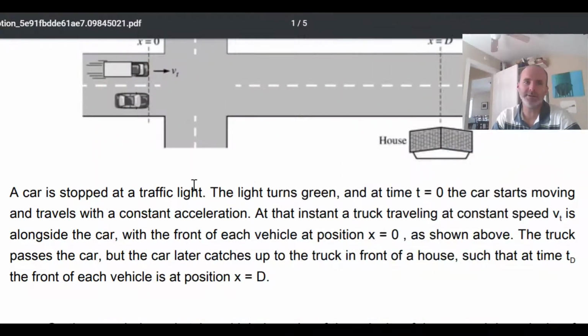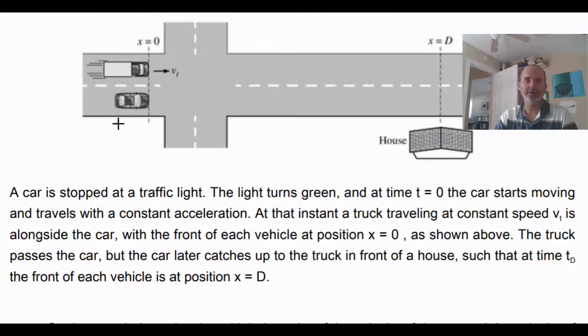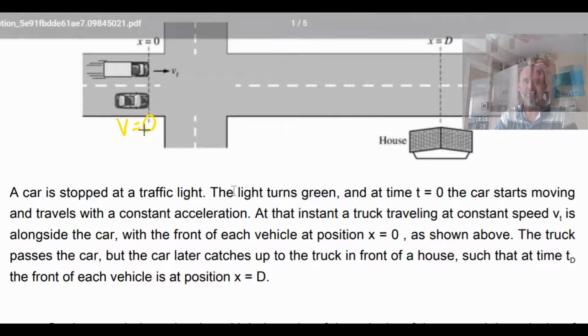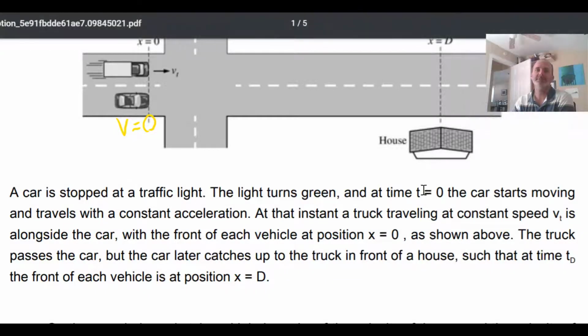All right, so here is the problem. We got a car and a truck. Let's go ahead and read through this because reading the problem is key. So we're going to go through and read each part. A car is stopped at a traffic light. Okay, this car, let's draw that. So we're going to say this car, its initial velocity is 0. The light turns green at time t equal to 0 and the car starts moving.